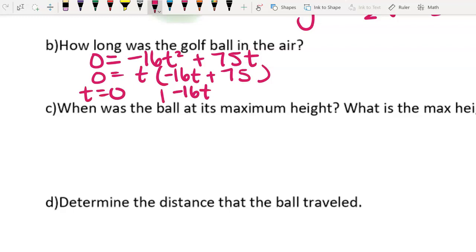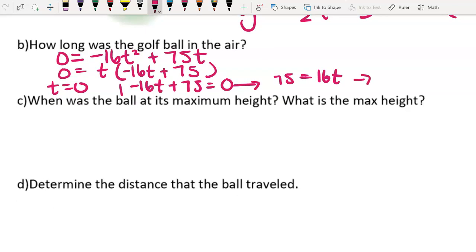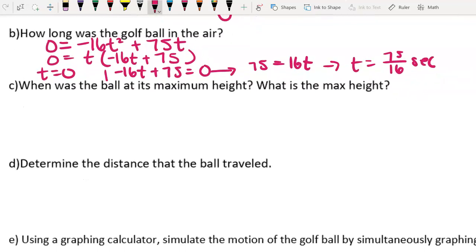So negative 16t plus 75 equals 0. That means I'm going to move this negative 16t over. So 75 equals 16t. Divide both sides by 16. So t equals 75 over 16. And these are both seconds, right, guys? Which one can I keep? Can I keep both? Can I keep one? If so, which one? How come we're only keeping this one? What does the first one mean? Exactly. At the beginning of time, your height is also 0. So in 75 over 16 seconds, that's how long the ball lasted.